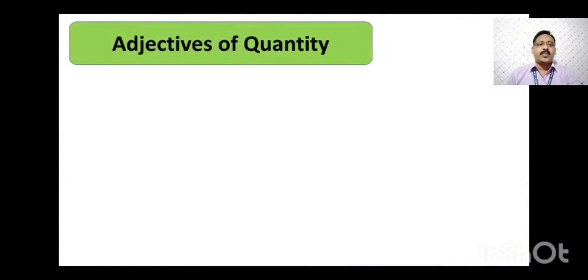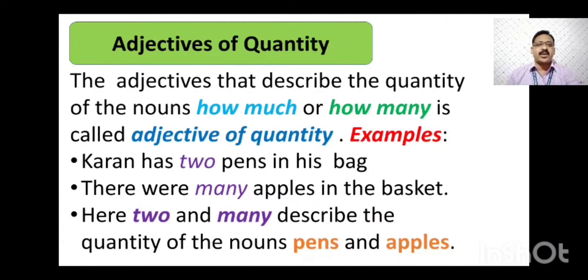Now adjective of quantity. Let's see what is adjective of quantity. The adjective that describes the quantity of the nouns, how much or how many, is called adjective of quantity. Means when we are saying about the noun in terms of quantity, how much or how many in number, it is said to be an adjective of quantity.